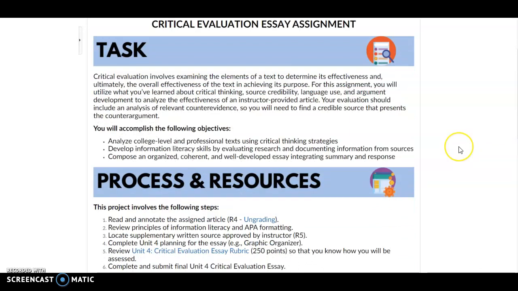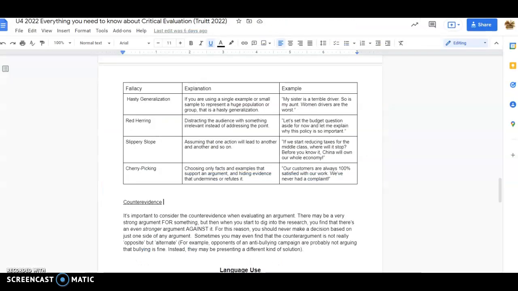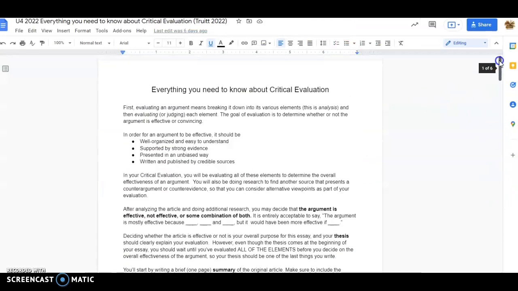Now, obviously, there's going to be more content to come about things like worldview and bias and how to evaluate evidence. So make sure that you're using the resources in the course. Make sure that you're using the information on everything you need to know about critical evaluation document, and make sure that you're looking for additional videos that I might post about those topics.